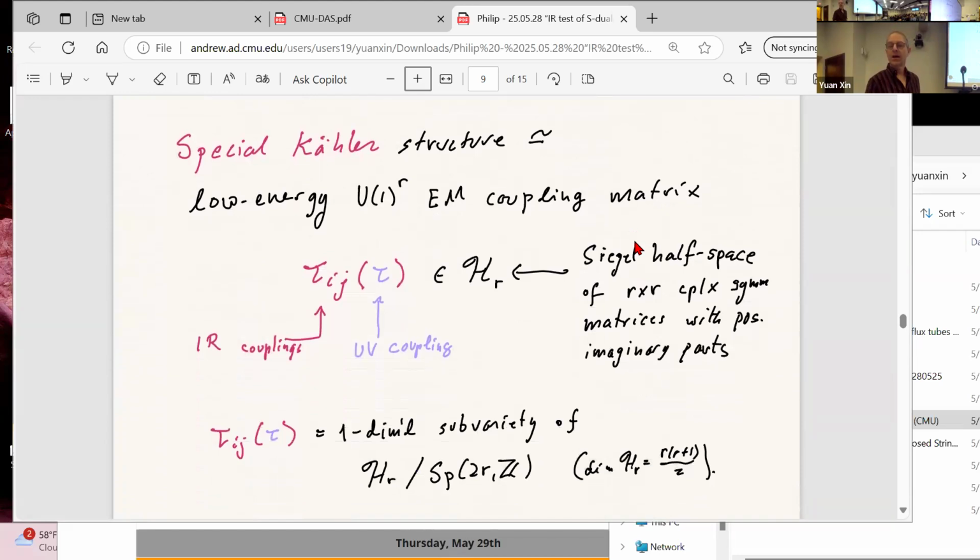To give you an idea of what the special Kähler structure is, we said that at low energies, the theory looks like, let's say, R copies of U(1) electromagnetism on the Coulomb branch. So there is an R by R matrix of complex low energy electromagnetic couplings. And this matrix of infrared couplings can in principle depend on the UV coupling, the microscopic coupling of the N=4 super Yang-Mills theory. As I change the UV coupling, these are going to trace out a one-dimensional subvariety of the space of these matrices, modulo low energy electric-magnetic duality.